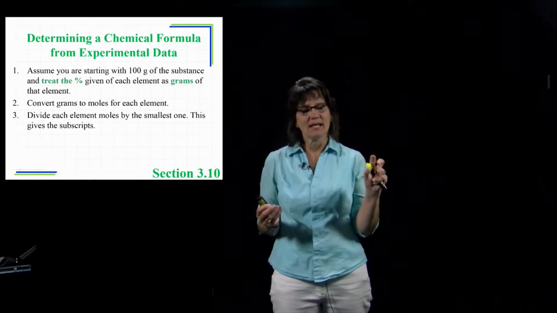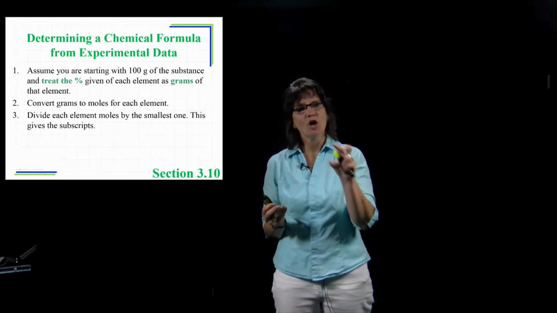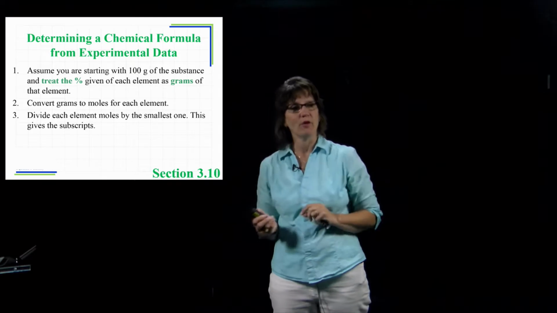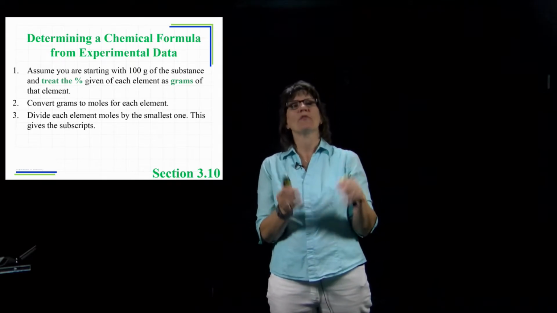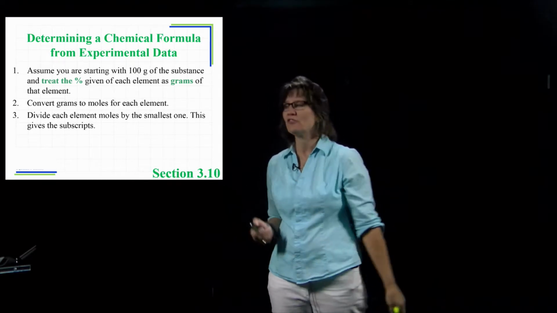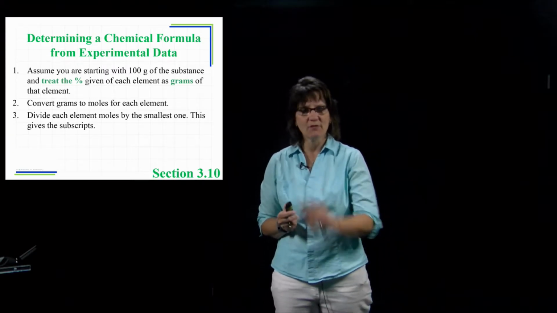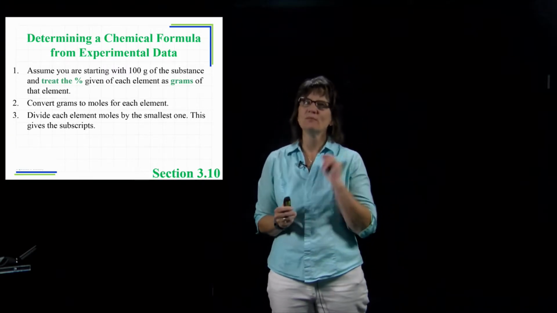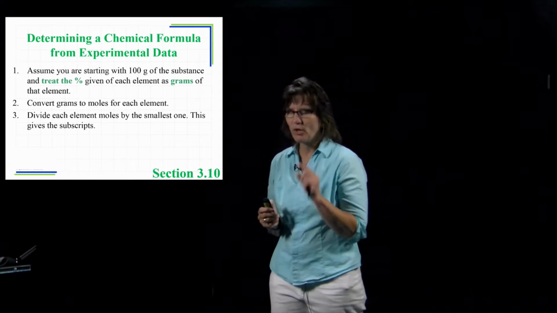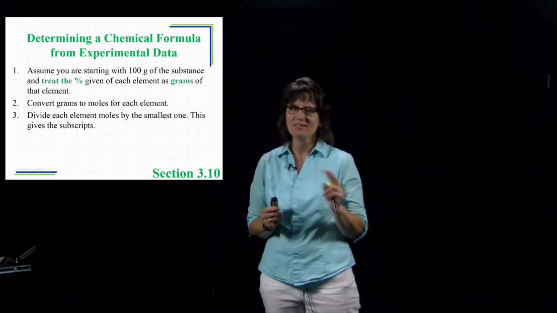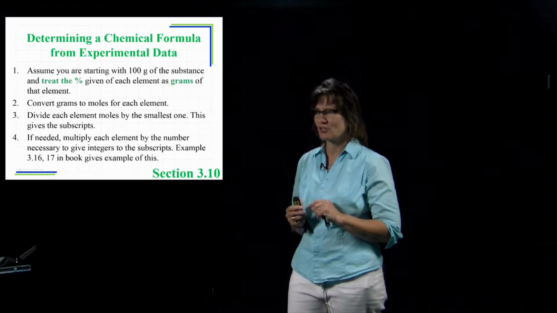The third thing that we're going to need to do is divide by the smallest one. Why? Because a formula is the lowest whole number ratio of those guys. So we want to come up with the lowest possible numbers to put as subscripts. So we'll divide each one by the smallest one to give us those subscripts. Now sometimes when we do that, we don't end up with whole numbers. Sometimes when we do that, we end up with fractions.